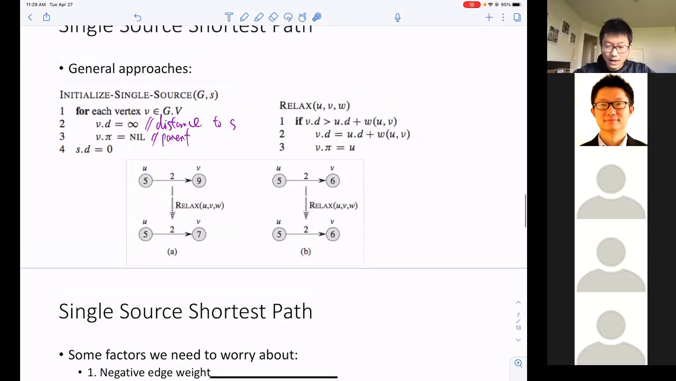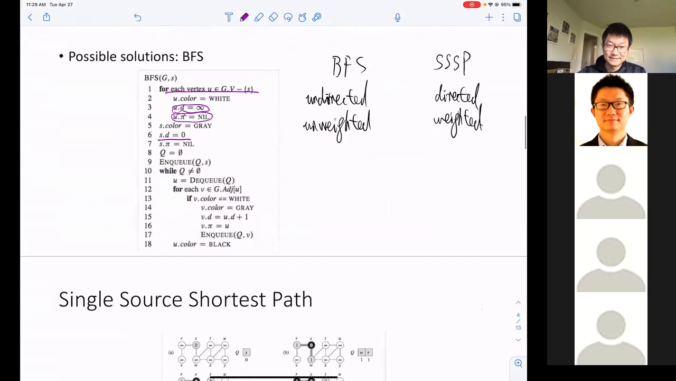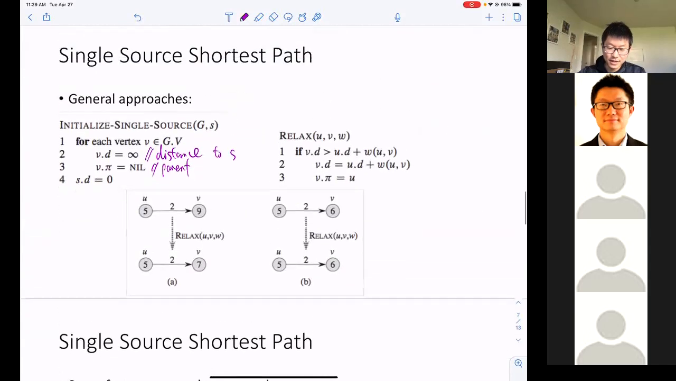Yes. I think we discussed this problem before. In the BFS algorithm, we also have the same operation, s.d equal to 0. We associate 0 distance for the source node. I think I asked you this question before: what is the minimum distance from your home to your home? It would be 0. Yes, same as here.